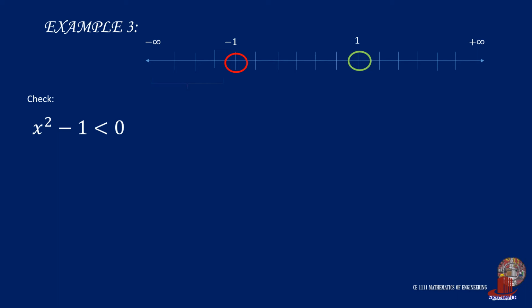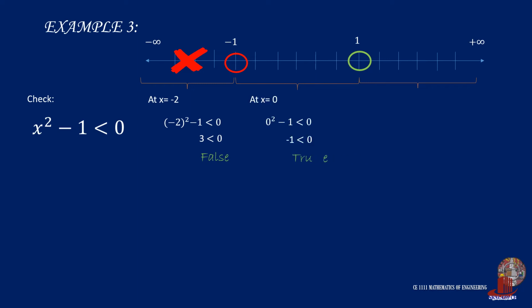From the range of negative infinity and negative 1, we take x as negative 2. Using this in the inequality as the value of x, we get 3 is less than 0, which is false. The second range is between negative 1 and positive 1, so we assume x is equal to 0. Plugging this value in the inequality, we get negative 1 is less than 0, and this is a true mathematical statement. The last range is within positive 1 to positive infinity, so might as well use x is equal to 2. By substituting 2 in the inequality, we have 3 is less than 0, which is again false.